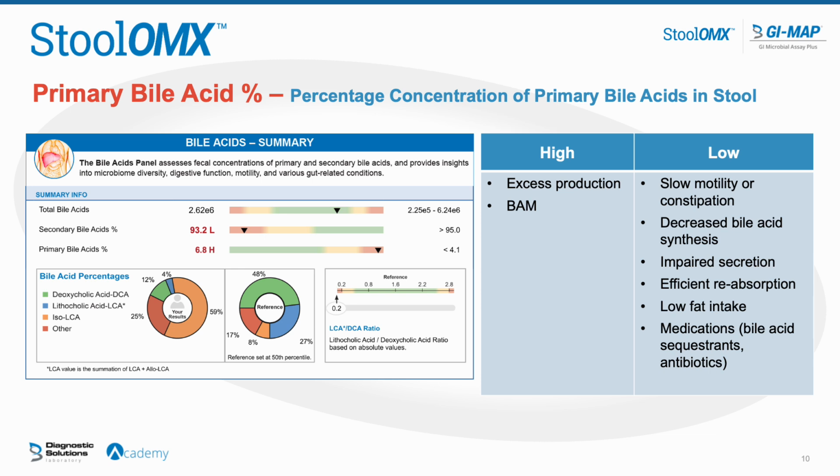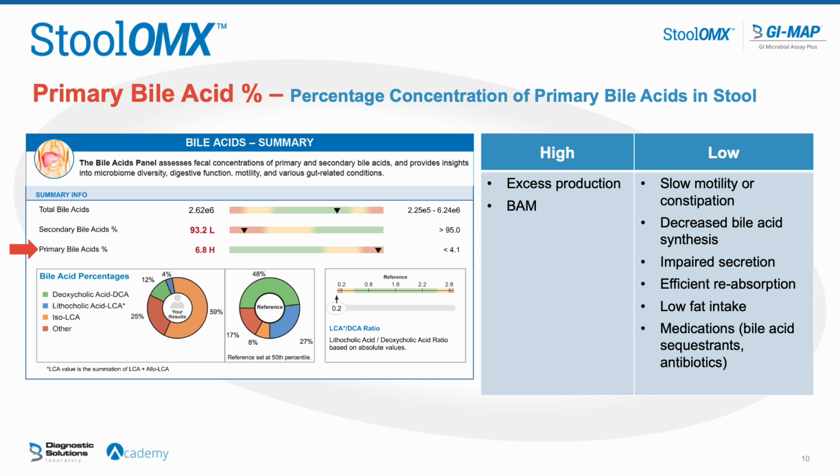Here is page 1 of our StoolOMX. You can see total bile acids, percentage of secondary bile acids, and the percentage of primary bile acids. Remember how I was saying 95% of our primary bile acids should be reabsorbed in the distal ileum? Well, in this example, you can see that this patient has elevated primary bile acids in their stool. This indicates that reabsorption of primary bile acids is likely compromised, or there is an abundance of bile acids being produced, indicating some level of BAM or bile acid malabsorption.